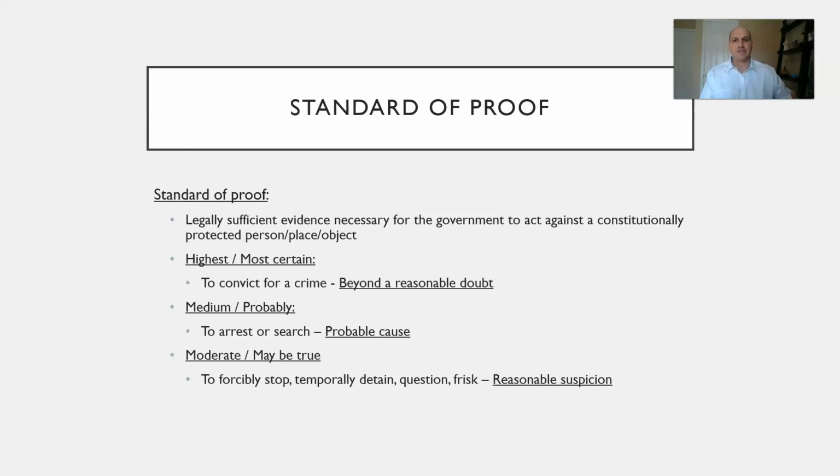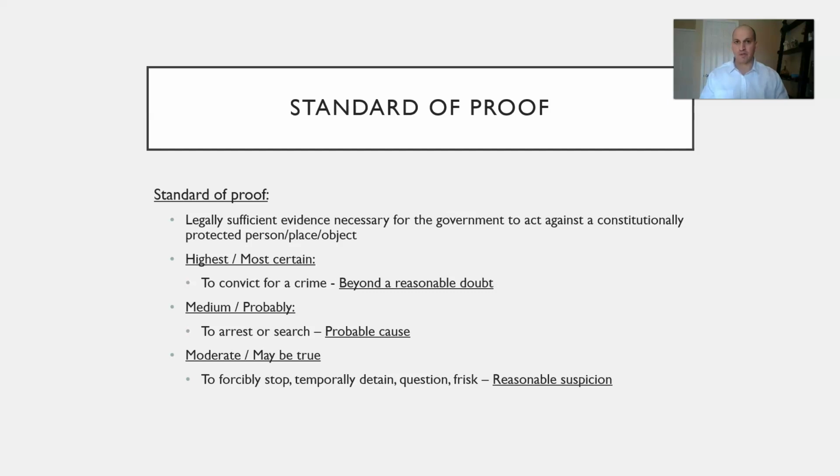So the first thing here is standard of proof. Standard of proof, again, think of it as legally sufficient evidence that is necessary for the government to act against a constitutionally protected person, place, or thing. What is protected by the Constitution? You are protected by the Constitution. Your property is protected by the Constitution. The vehicle that you drive is protected by the Constitution.